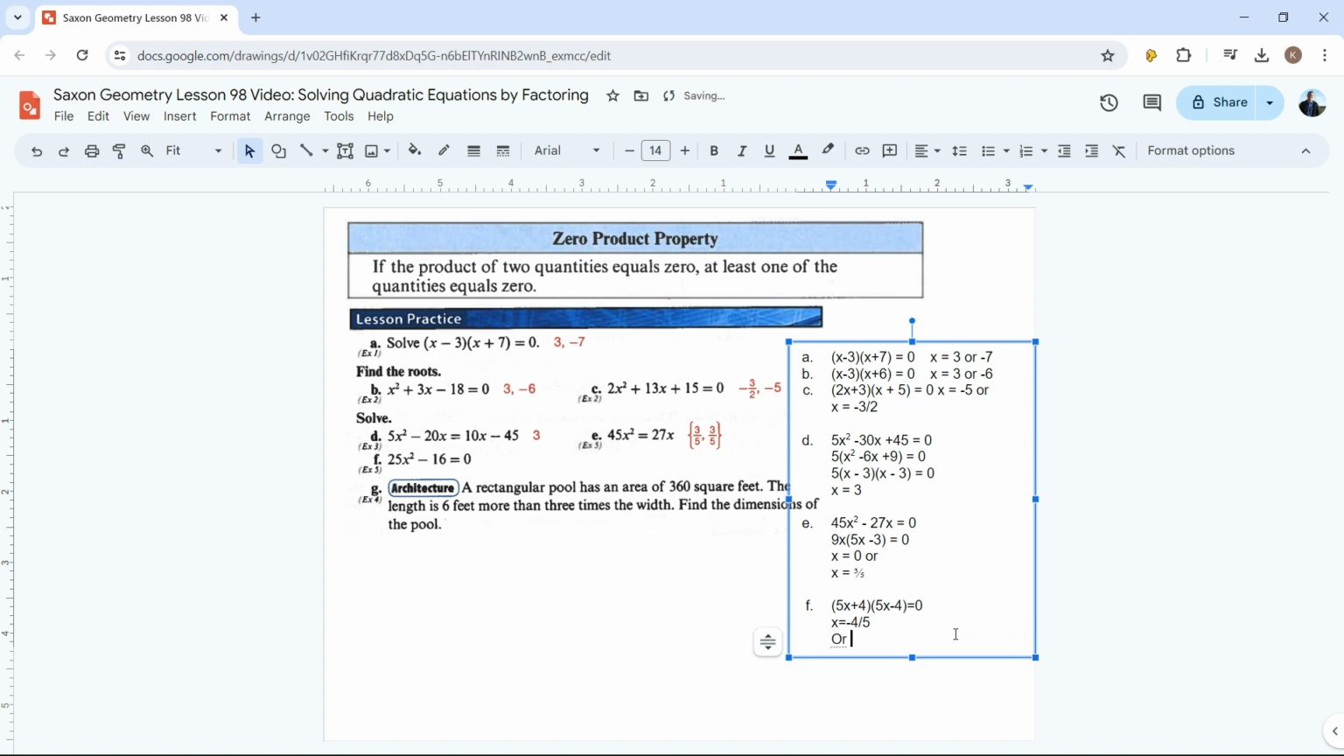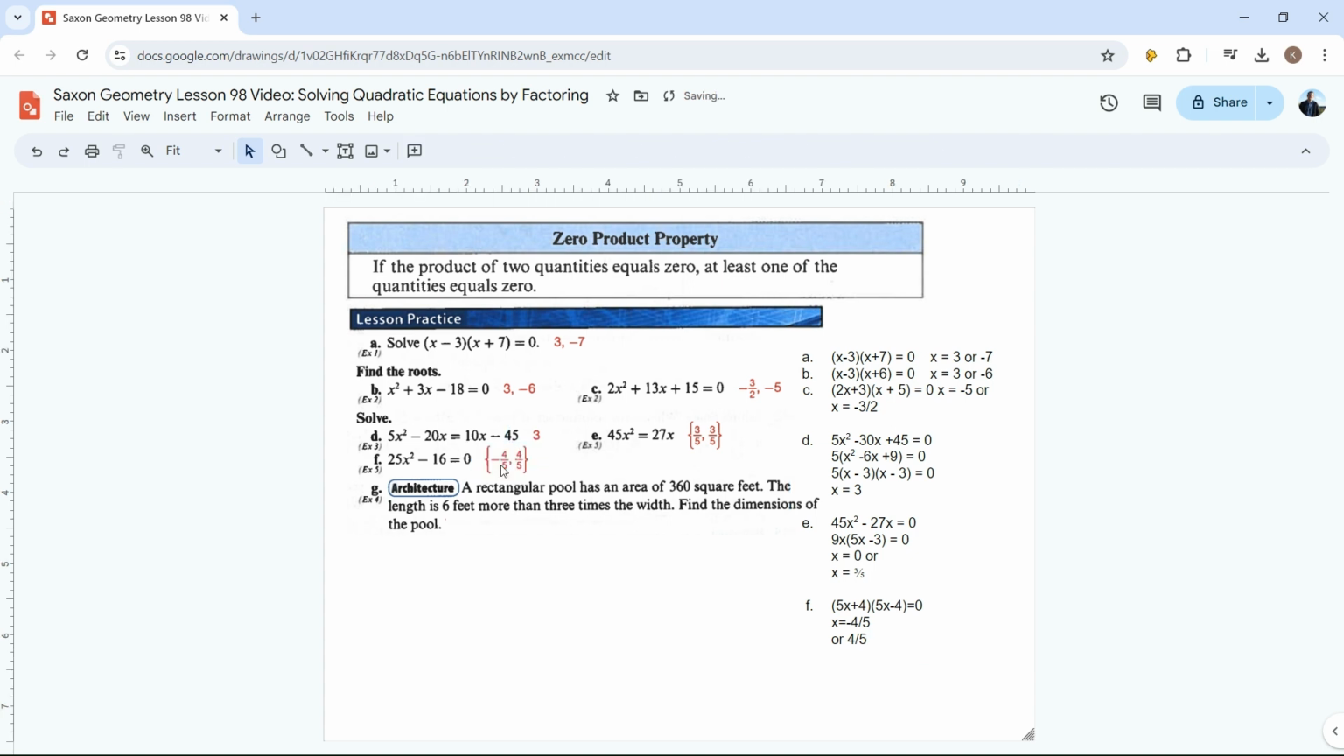And then we're just going to do or. And then the second part's going to be positive 4/5 because 5 times 4/5 is positive 4. So it's 4/5 or negative 4/5. Let's see if we got that right.